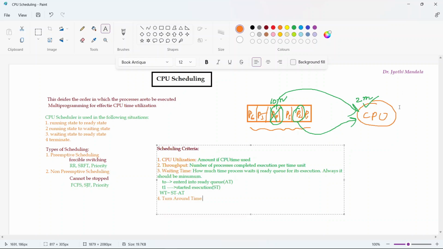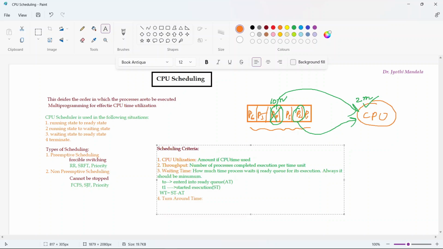Like that, in that process it may take some time to finish its execution. For example, it requires 10 minutes of time, but to finish those 10 minutes it has taken half an hour. So that is called the turnaround time. Turnaround time is nothing but the time interval between the job submission and its overall completion.